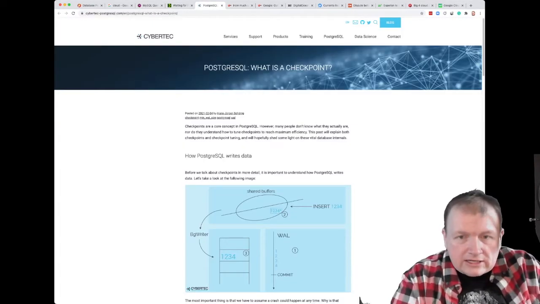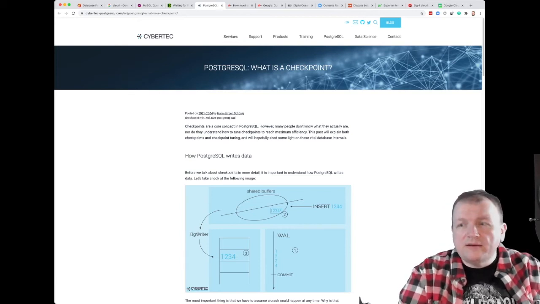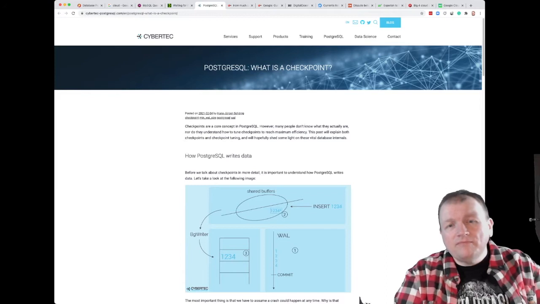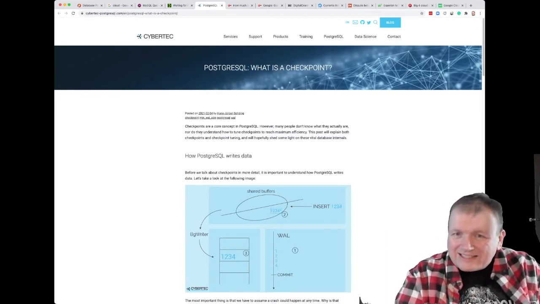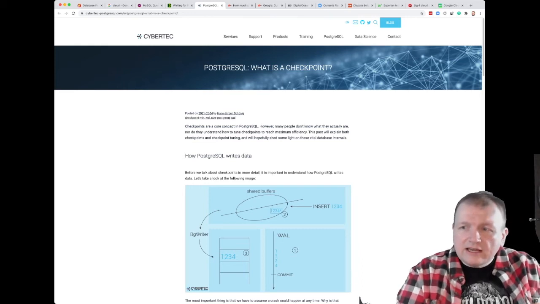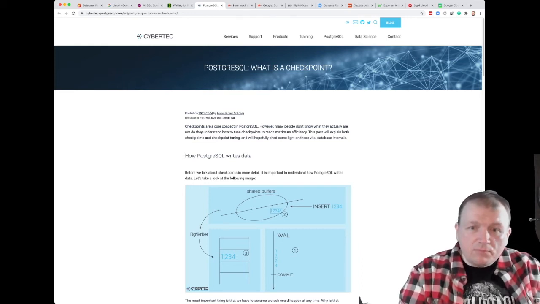Another interesting article of the week from the folks over at CyberTech. What is a checkpoint? This is a question that people probably don't realize what it is, and they're kind of afraid to ask. So great that Hans Jorgen actually put together this article. I think it could help some more people.